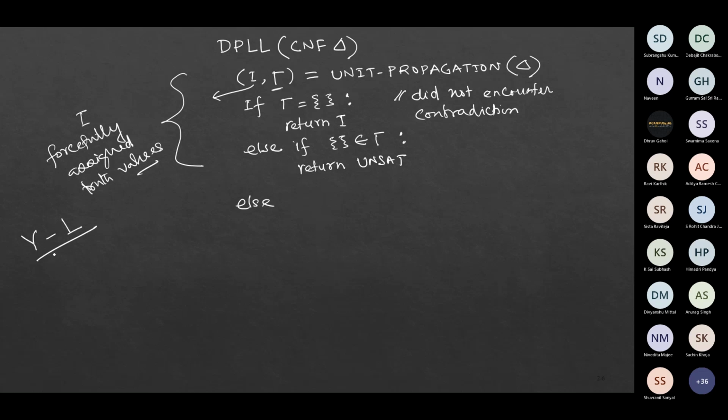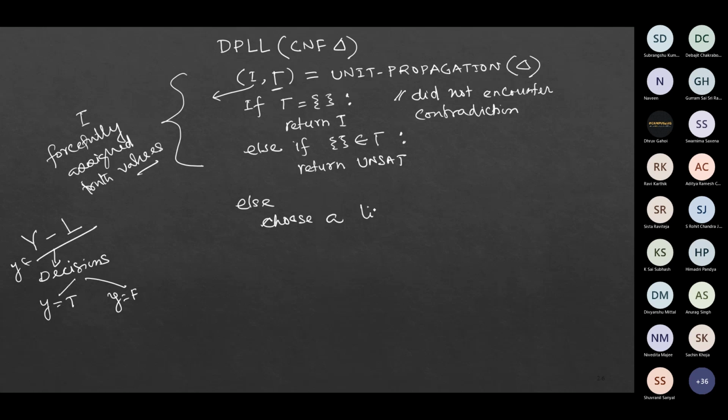And for this Y minus L, we have to make the decisions. And how do we make the decision? So you pick up one variable from this and set Y to be true in one branch, and in the other branch, you will be setting Y to be false. So that's what we'll be doing.